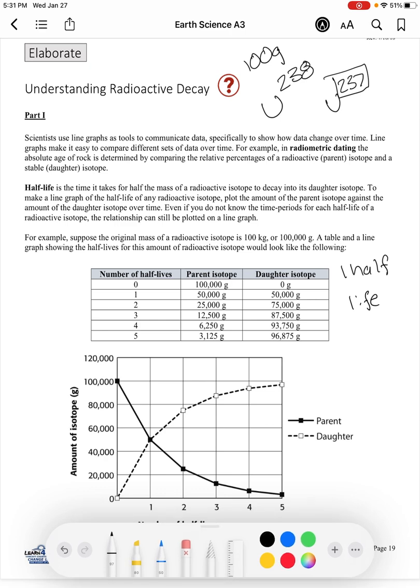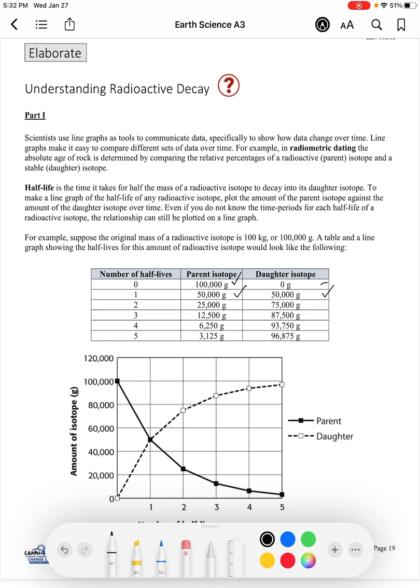So, when we're looking here at our example, we see that we start, at 0 half-lives, with one parent isotope with 100,000 grams, and we have 0 grams of our daughter isotope. After one half-life, we're left with 50,000 grams of the parent, but now we have 50,000 grams of the new daughter isotope, the new substance.